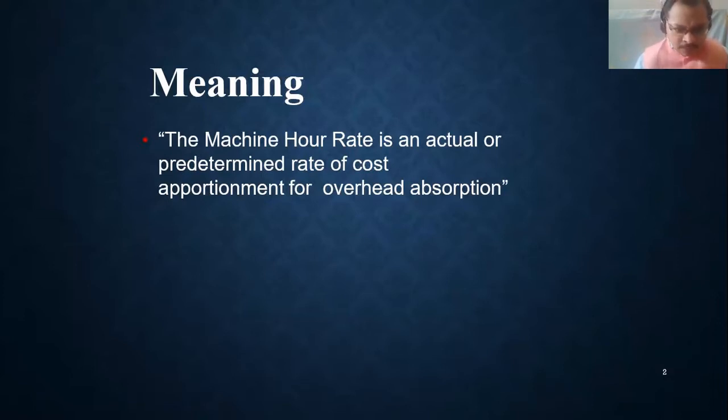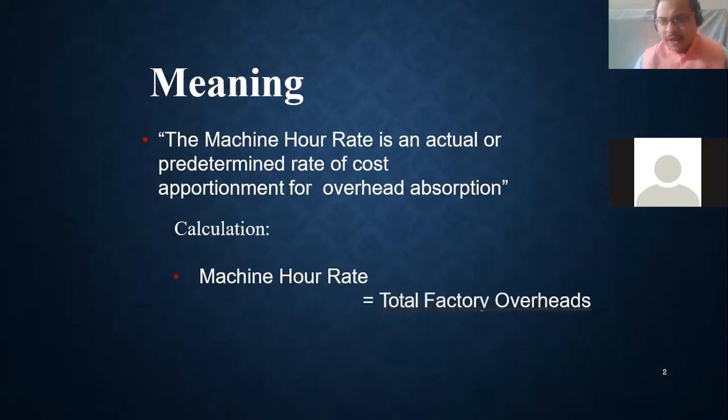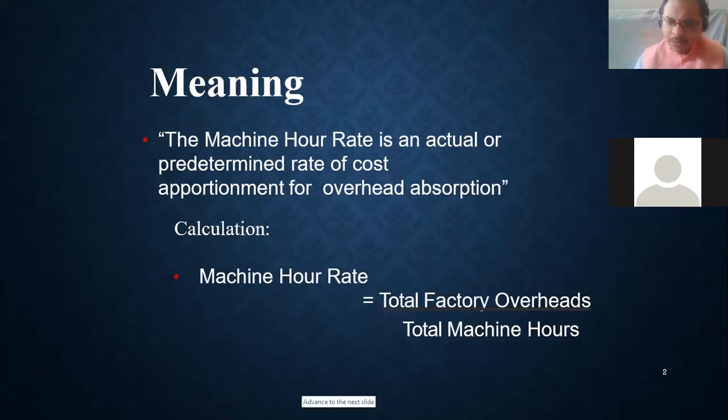Next, there is a small formula. If you remember, can you recollect and tell me the formula for calculation of labor hour rate, beta? Total wages divided by number of hours. In the same way, to find out machine hour rate, there is one simple formula: total cost of machine, which is called total factory overhead, divided by total machine hours. That means the number of hours the machine has run. Correct, everyone? Yes or no? Yes, sir.